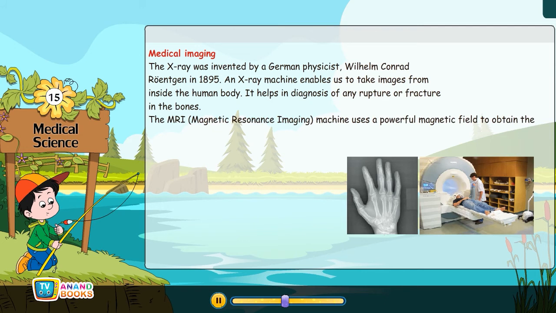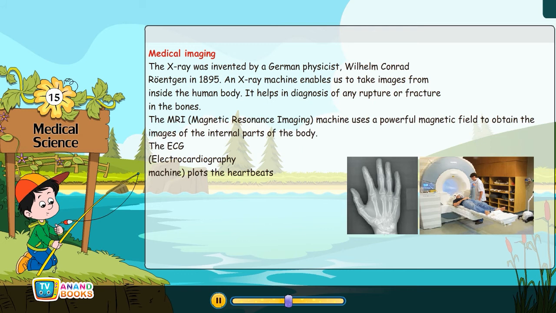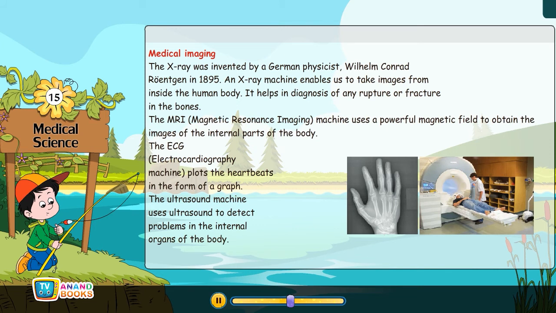The MRI, Magnetic Resonance Imaging Machine, uses a powerful magnetic field to obtain the images of the internal parts of the body. The ECG, Electrocardiography Machine, plots the heartbeats in the form of a graph. The ultrasound machine uses ultrasound to detect problems in the internal organs of the body.